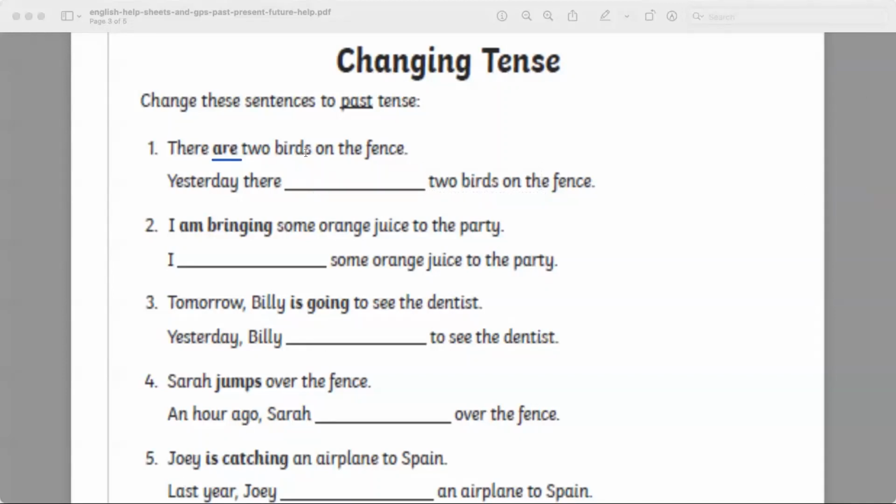Yesterday there was two birds on the fence. There were. Good. It should be there were. So are will change into were. Yesterday there were two birds on the fence. I am bringing some orange juice to the party. So here you're changing am bringing. So what will that change to?